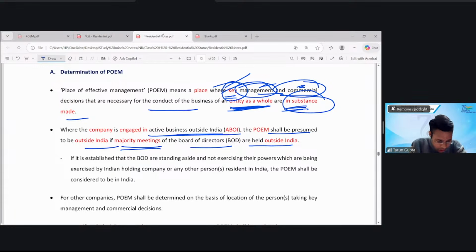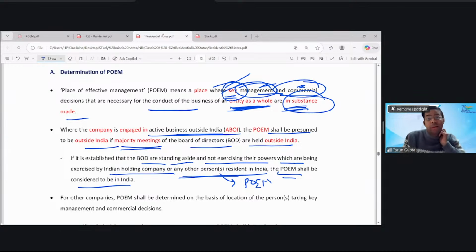You are with me? If it is established that the board of directors are standing aside, means they are not doing their work, means they are not taking key management commercial decisions, means the key management commercial decisions are being taken by somebody else and the board is not exercising its power. Who is taking the decision? The Indian holding company or any other person resident in India. So if some other person resident in India or the Indian holding company is taking the key management commercial decision, then of course the poem shall be considered to be in India.